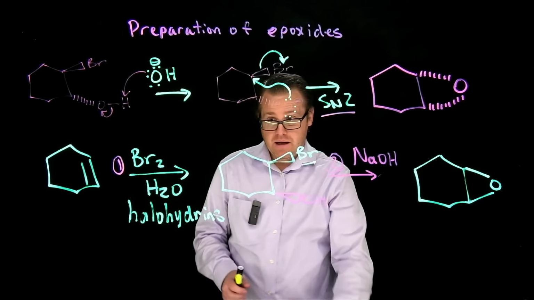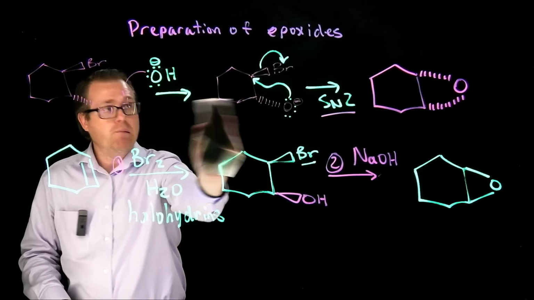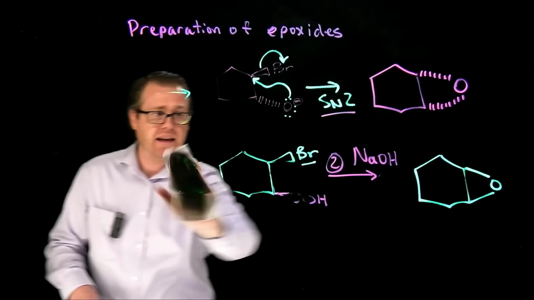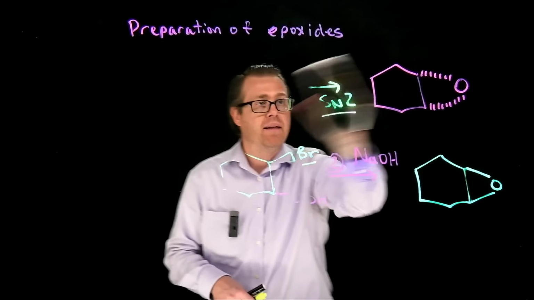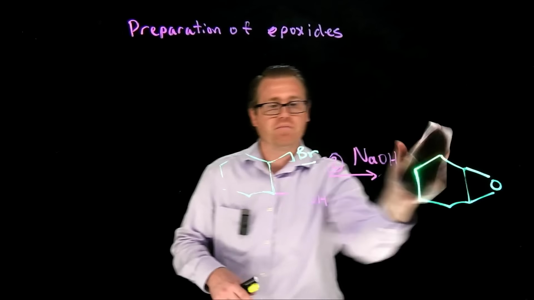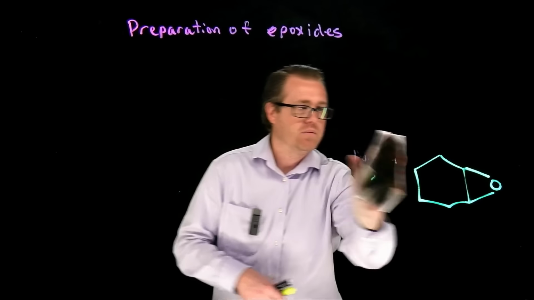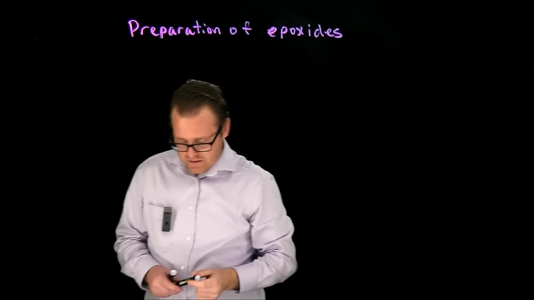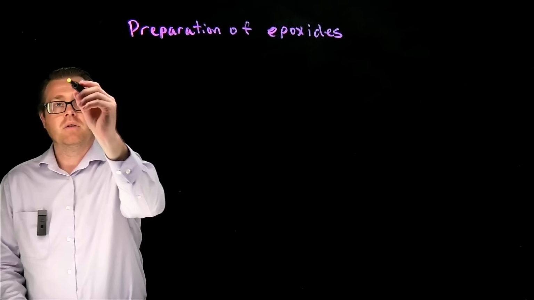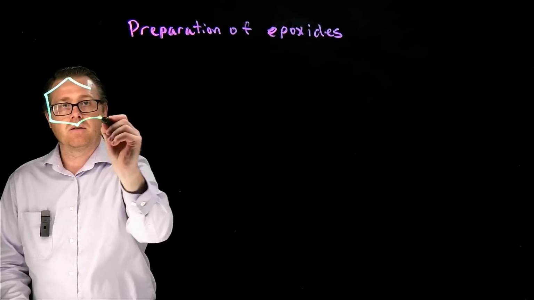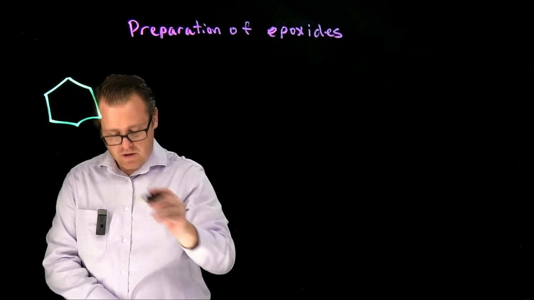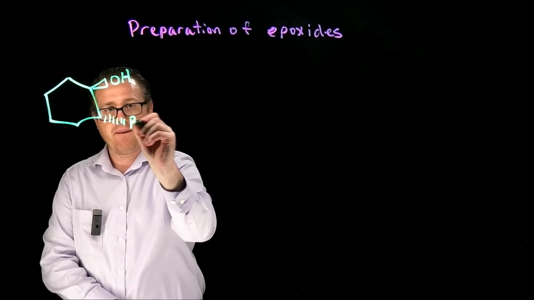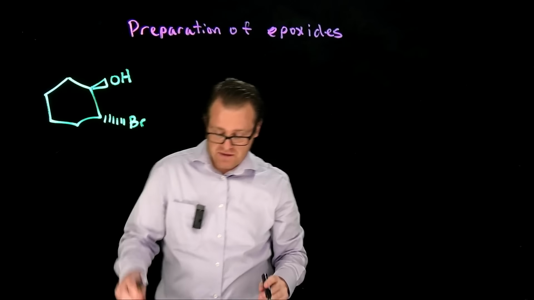So one way to illustrate that is to look at the mechanism with chairs, maybe that will make more sense. Okay, so let's say our molecule looked like this. Let's convert that into a chair.